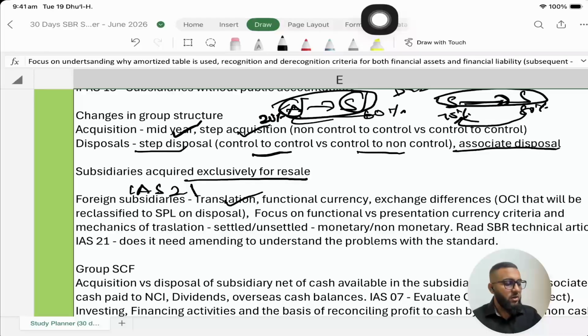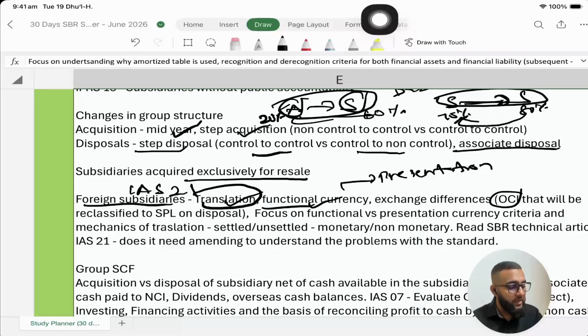How the translation works, what the functional versus presentation currency is going to be. How are you going to figure out what the functional currency is? What are the criteria there? The exchange differences: what are the exchange differences that arise due to translation of a foreign subsidiary, and how are they recorded in OCI, right? Again a recyclable item, so you can recycle it back to the P&L. Okay, all right. They focus on the functional versus presentation currency criteria and the mechanics of translation, right?